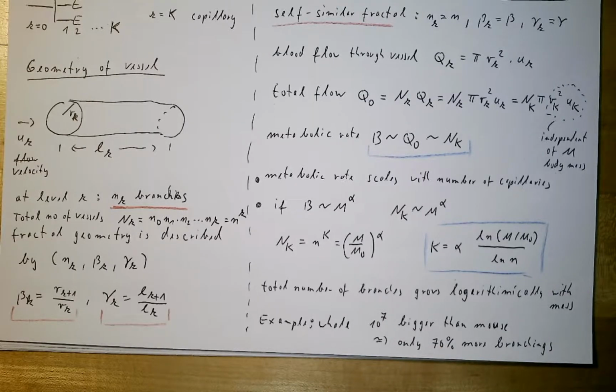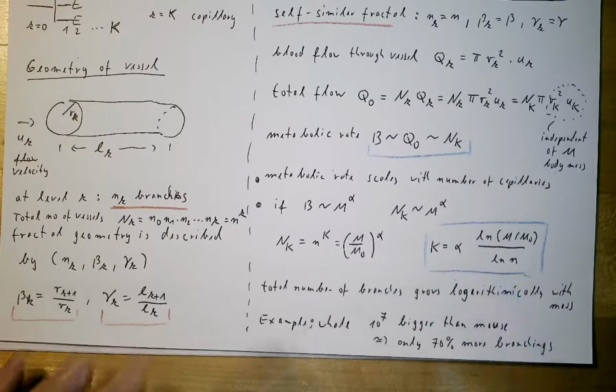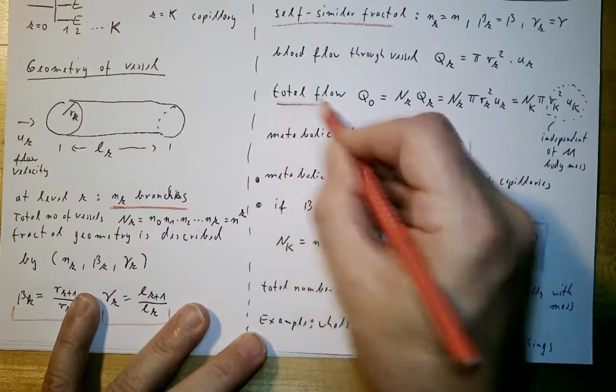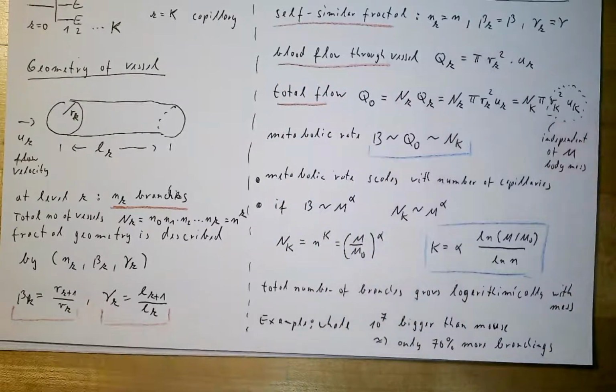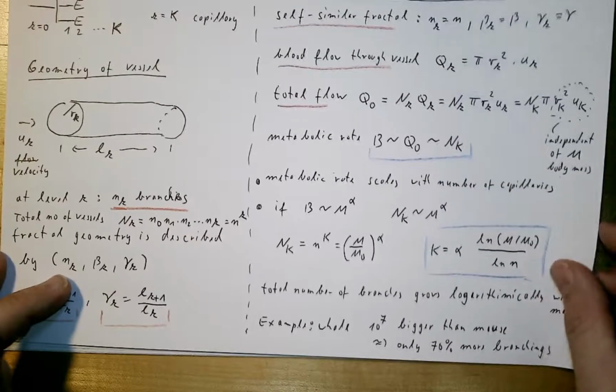So these were the first consequences of all this theory. Now let's see how we can proceed. To this equation here we came when we looked at the total flow. We were interested in total flow and blood flow through the vessel. So now in the next step we are interested in the total volume of all vessels. So let's see if we can calculate this.